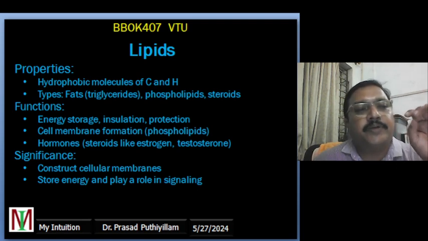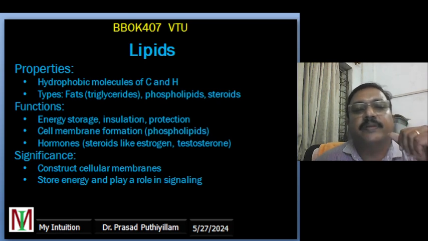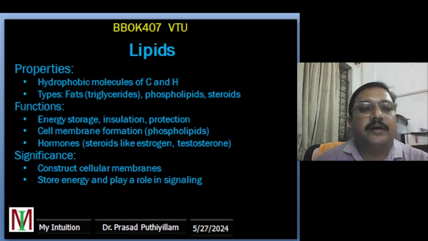Functions: lipids store energy, provide the required insulation and protection, and they form the cell membranes. Triglycerides store energy. Phospholipids form the bilayer of cell membranes, and the steroids function as hormones, for example, estrogen and testosterone. Significance in cellular process: lipids are crucial for the construction of cellular membranes, to protect the cell and control the movement of substances in and out. They also play a role in energy storage and signaling.